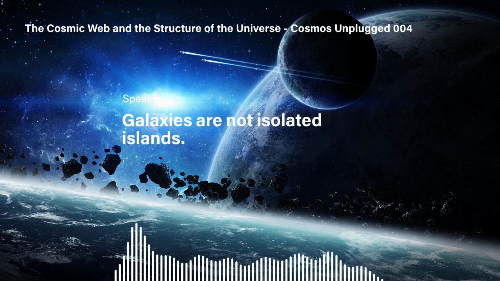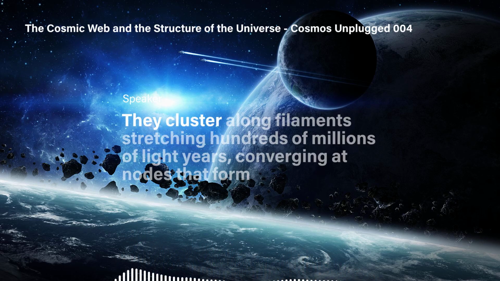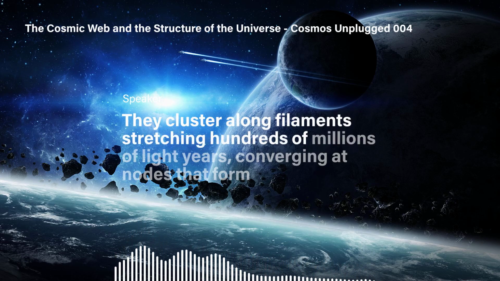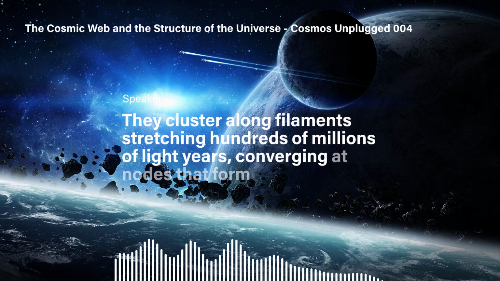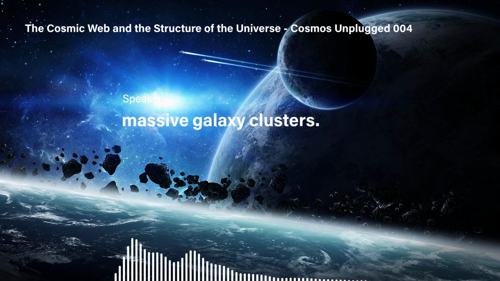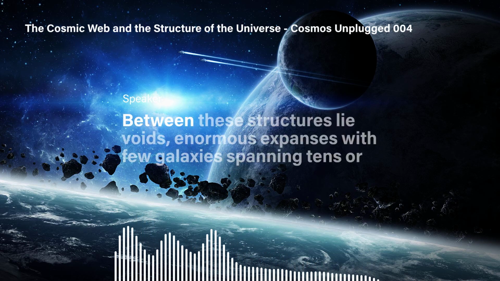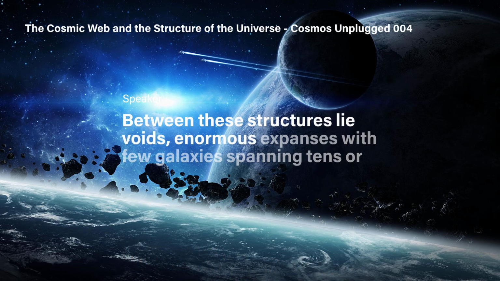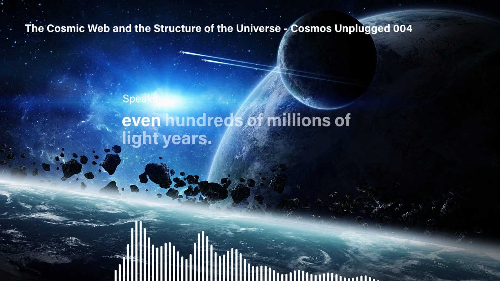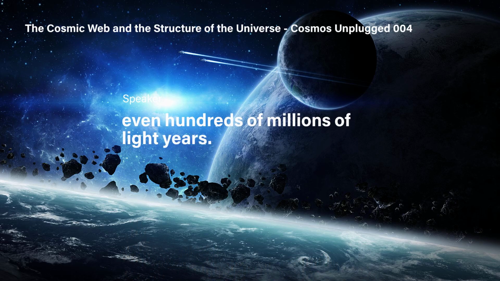Galaxies are not isolated islands. They cluster along filaments stretching hundreds of millions of light years, converging at nodes that form massive galaxy clusters. Between these structures lie voids, enormous expanses with few galaxies, spanning tens or even hundreds of millions of light years.